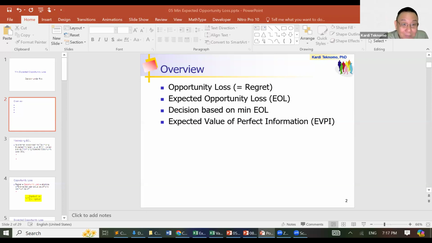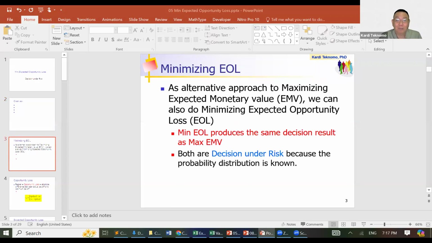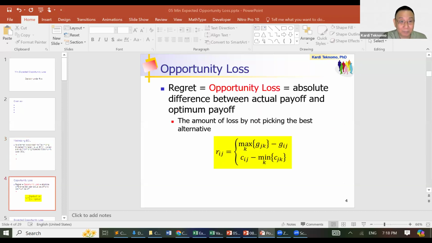Okay? So minimizing EOL, the expected opportunity loss, is an alternative approach to EMV. When you use minimum EOL, you will have exactly the same decision as maximizing EMV. Both are under the topic of decision under risk, because the probability distribution is known. You remember we discussed last time decision under uncertainty.